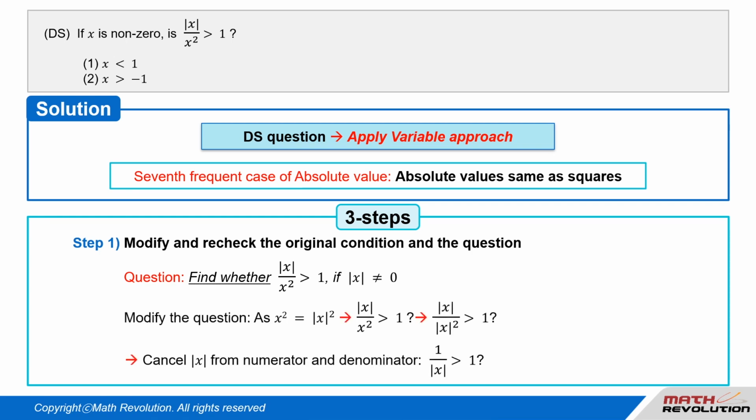Now, let's modify the question. As we know, x squared equals square of absolute value of x. So, we can write absolute value of x over x squared is greater than 1 as absolute value of x over square of absolute value of x is greater than 1. By canceling out absolute value of x from both the numerator and the denominator, we get 1 over absolute value of x is greater than 1.